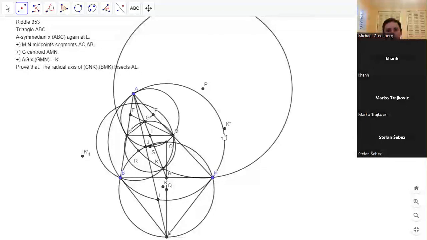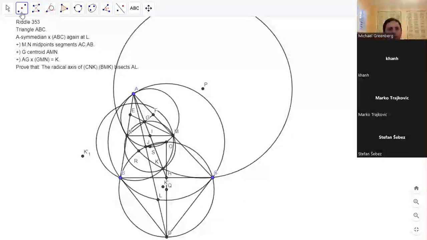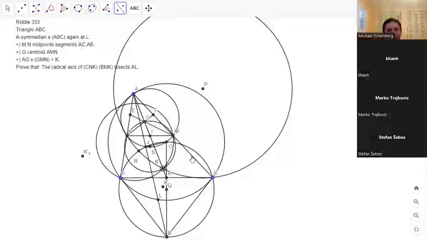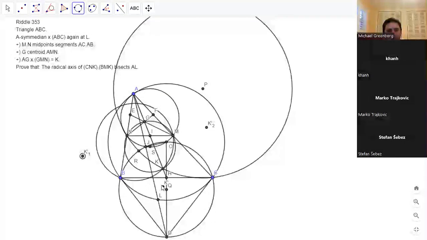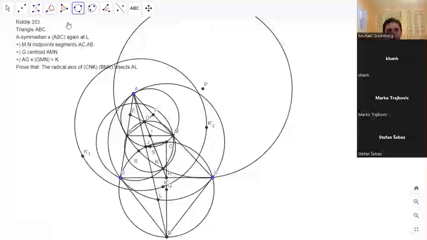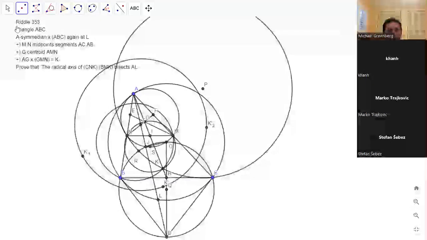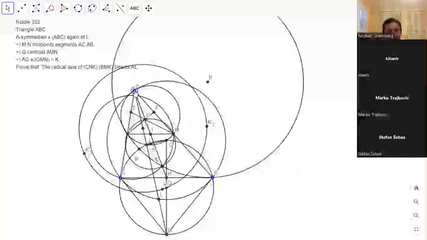Yeah, I think K double prime is wrong. So let's try that. That should lie on this median. It's point T. And yeah, I don't know if there's anything really special about that, other than that it lies on this median.